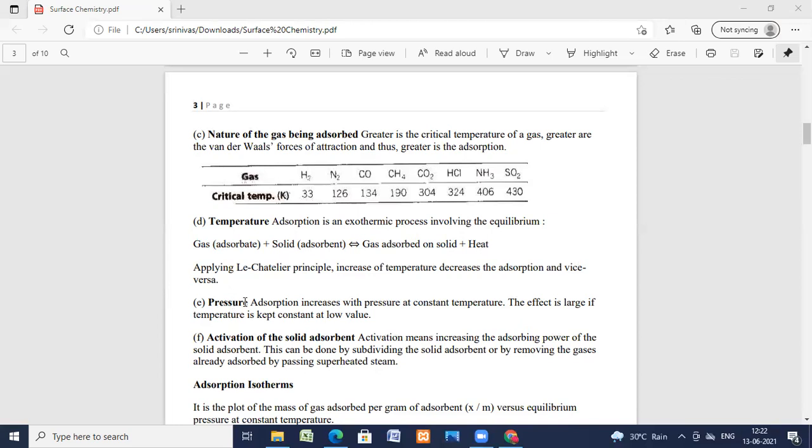Now, the pressure. Adsorption increases with pressure at constant temperature. The effect is large if the temperature is kept constant at low pressure.